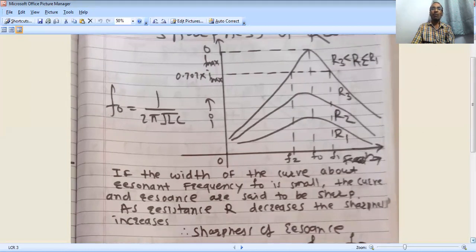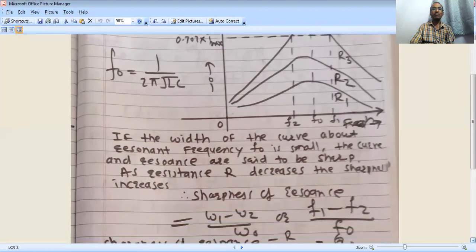Then draw a horizontal line on that R3 curve, and this horizontal line intersects the curve at 2 points. These are extrapolated to the x-axis, and it intersects the x-axis at f1 and another point at f2. Okay, then as resistance decreases, the sharpness increases.